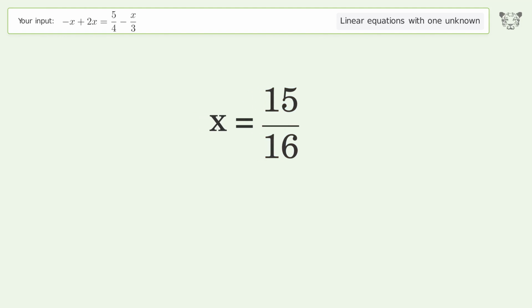And so the final result is x equals 15/16.